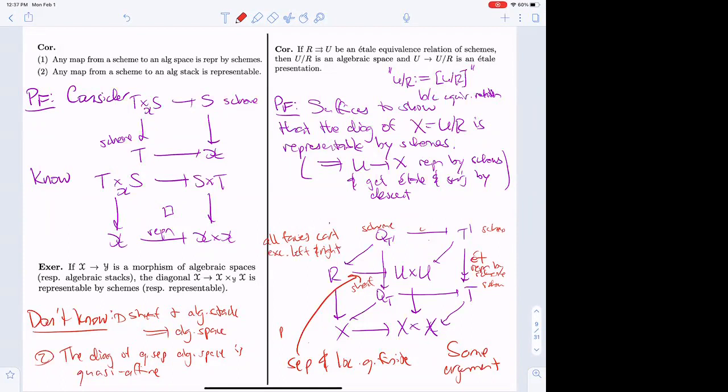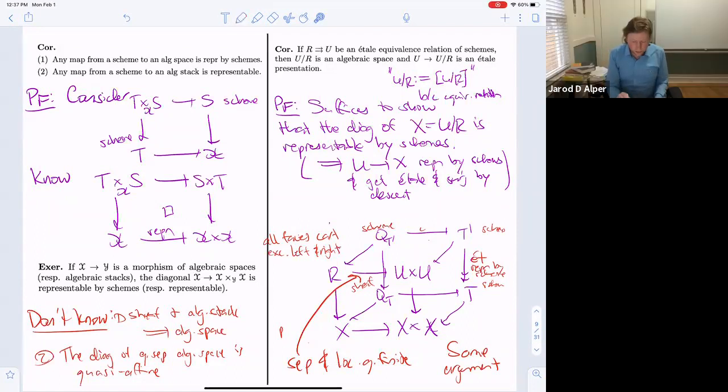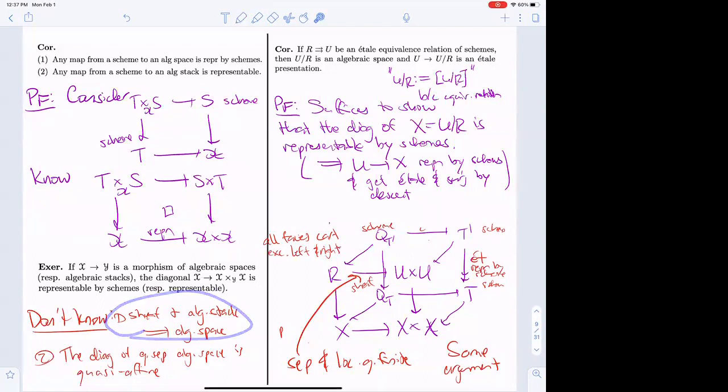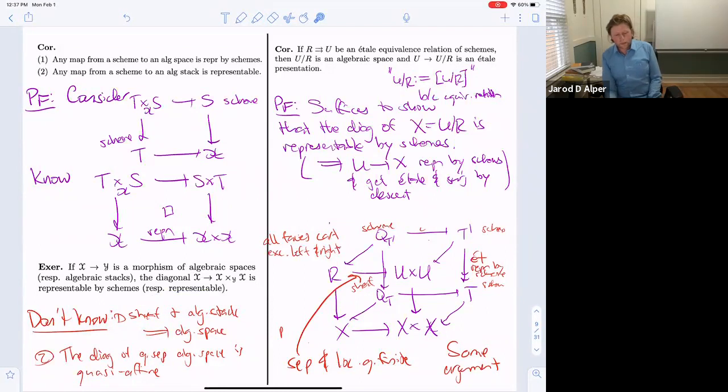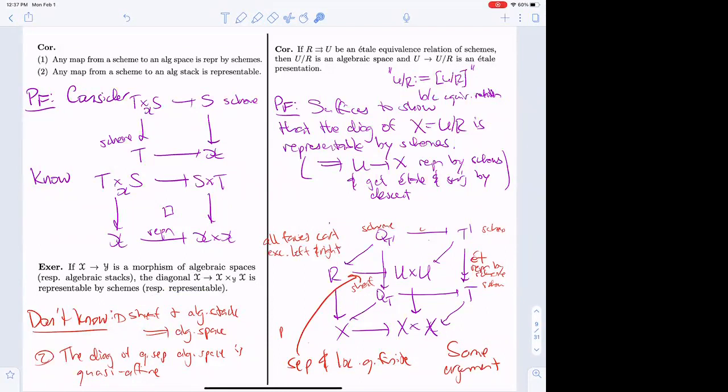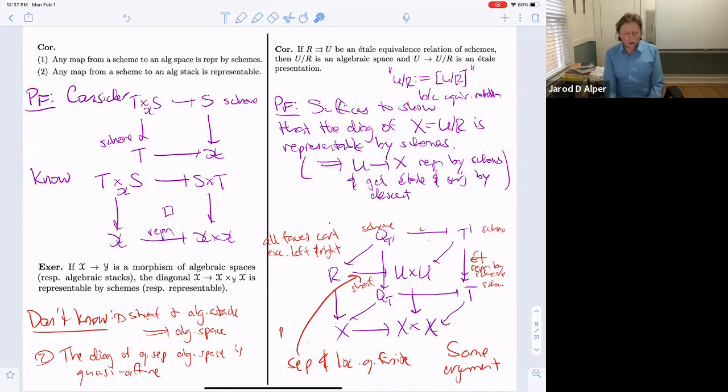Sorry, I have a silly question. Does number one also mean that if I take smooth equivalence relations, I get an algebraic space? Yes. We don't know that yet, but we will eventually. Right now, all we know is that if you have a smooth equivalence relation of schemes, then the quotient stack is both an algebraic stack and equivalent to a sheaf.